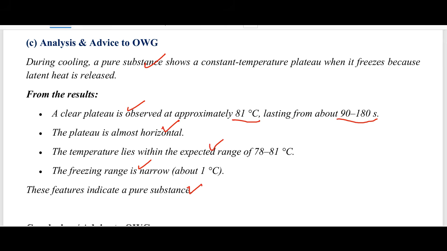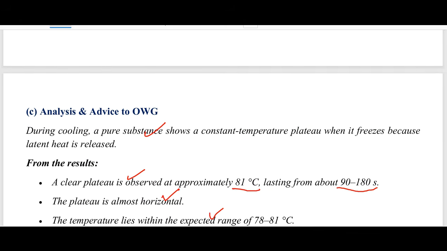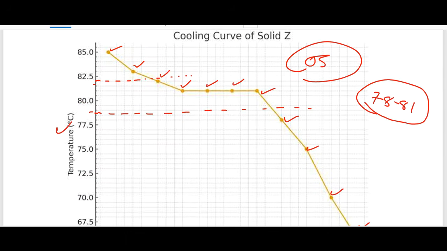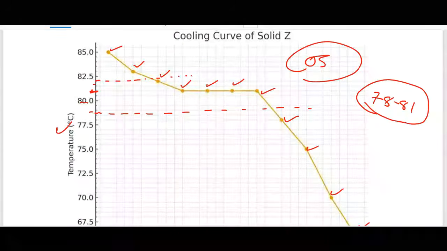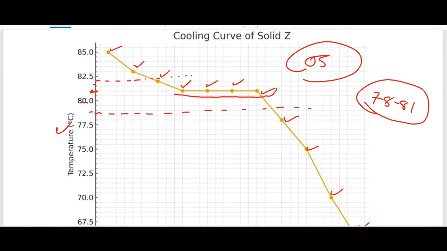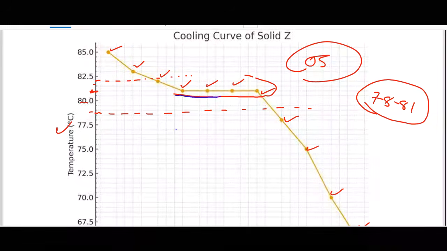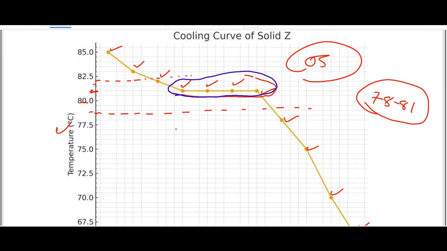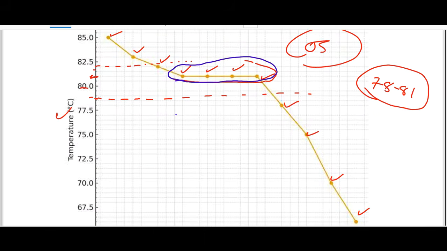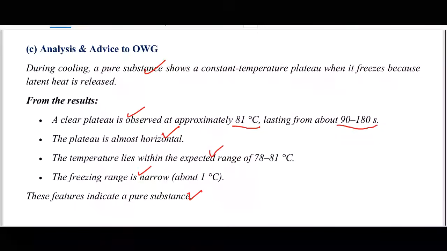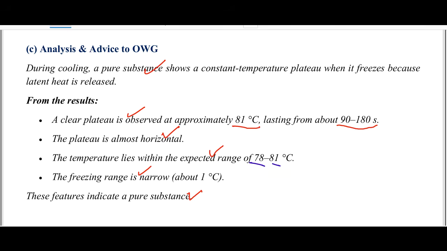They are saying that the clear plateau is observed at approximately 81 degrees Celsius. We go back to approximately 81 degrees Celsius. Are you seeing? This is around 81. You can see it is a straight, horizontal line. Maybe if you can use blue, you can be able to see it very well. Between here, you can see a flat horizontal line. So a horizontal plateau is observed at that range, and it is within the expected range 78 to 81. So we say that the substance is pure.